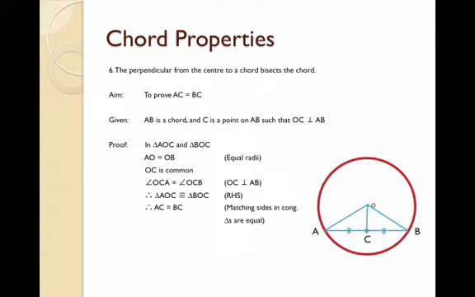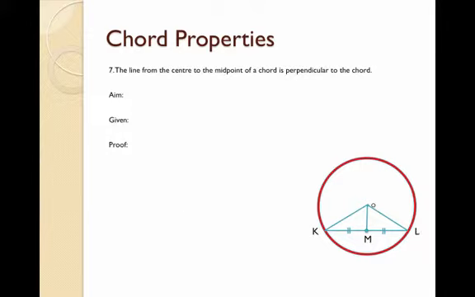The next theorem is the converse of the sixth. Remember, converse just means the reverse of the statement. And that is that the line from the center to the midpoint, so we know we're drawing a line that cuts a chord in half, will be perpendicular to that chord. So if we draw this line that cuts a chord in half from the center, it'll be at right angles, and it has to be that.